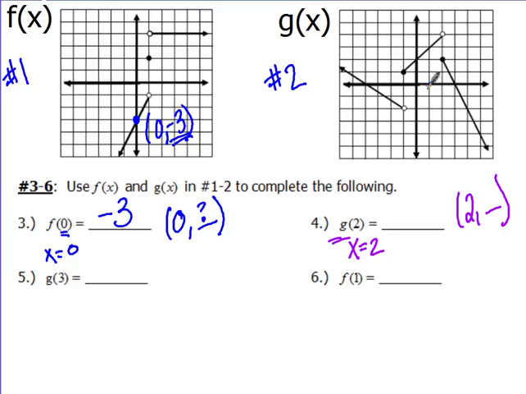So 1, 2. This one's a little tricky because you've got an open circle and a closed circle. So what do you think you want to go to? The open circle or the closed circle? Remember, your open circle is not included. Your closed circle is included. So hopefully you guys are saying closed circle. So you want to go to your closed circle. So what point is that? It is 2, comma 2. So 2 for our y is our answer.